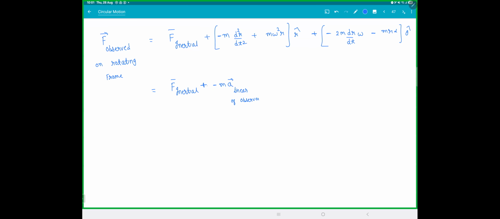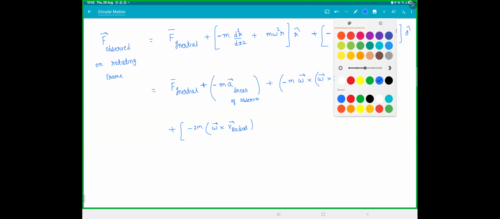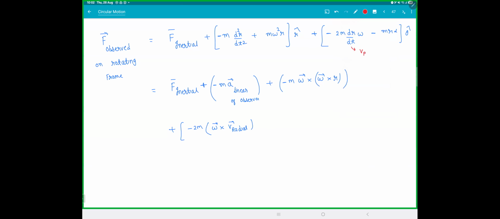Plus, with a minus. This guy would be minus m into omega cross r. That minus or minus actually becomes plus, so don't worry about that. Then this term would be minus 2m dr/dt, which is nothing but your radial velocity, 2m omega cross v radial. So dr/dt is your v radial.